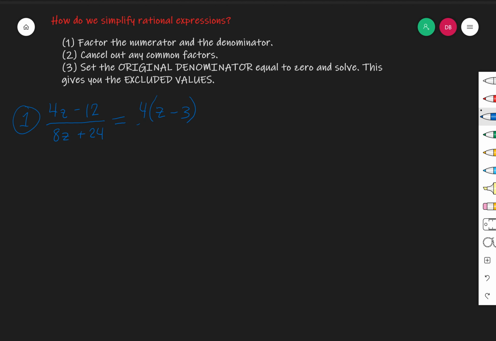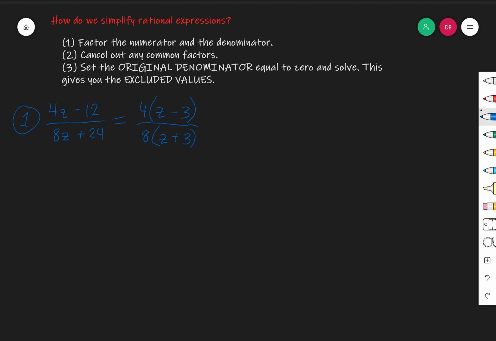Okay? Now I look to my denominator. What can I pull out of 8z plus 24? Well, I can definitely pull out an 8, right? They both have a factor of 8. So I can pull out 8, and I'm left with z plus 3. So 4 times z minus 3 over 8 times z plus 3, because 24 divided by 8 is 3.